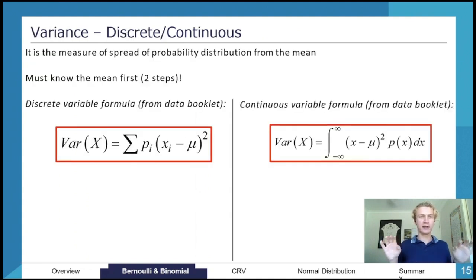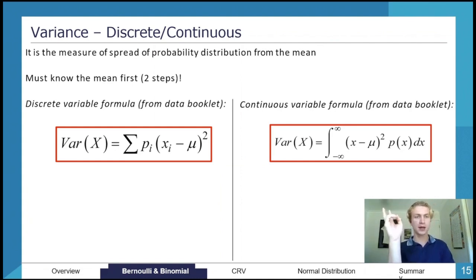Okay, variance, discrete versus continuous. All right, two different formulas here. Once again, these are just on the formula sheet. Don't need to go through an example because all you're going to be doing is just subbing in values. Now, that being said, I will preface that with variance is a two-step thing. You'll get 2 marks for it.